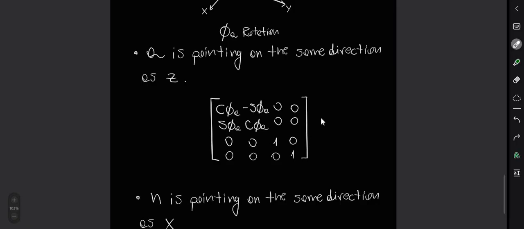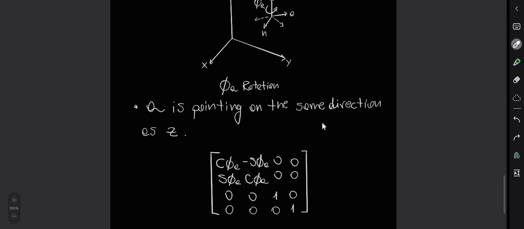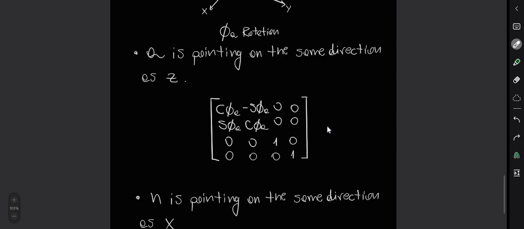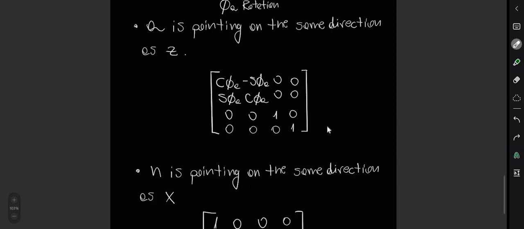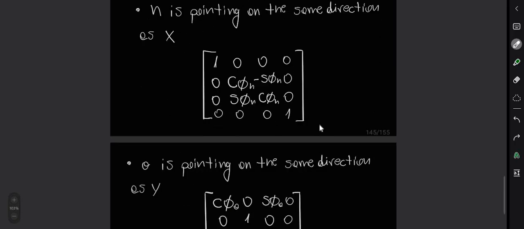A is pointing in the same direction as Z, so we use the characteristic transformation of rotation about the Z-axis, and we just have to adapt this characteristic matrix of rotation with the angle phi A.